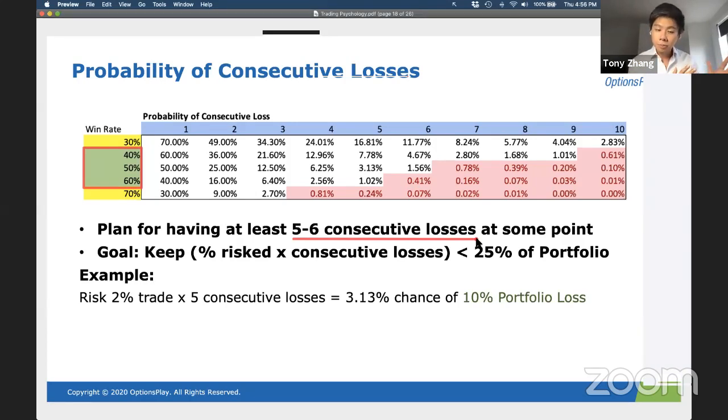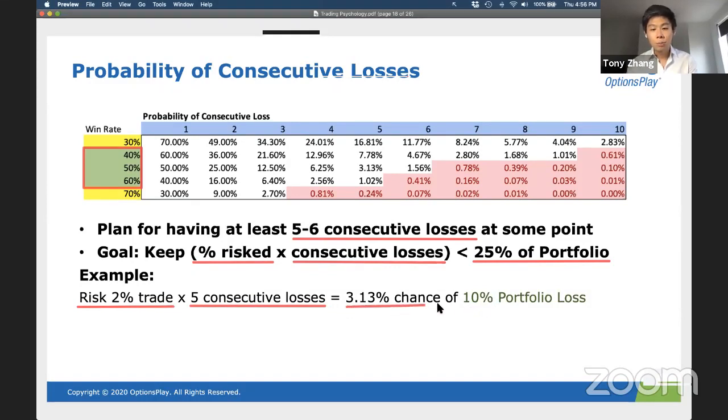So the goal here, again, is to keep the percentage that you risk multiplied by the number of consecutive losses less than 25% of your portfolio. If you risk 2% of your account per trade and you have 5 consecutive losses in a row, what that means is that you have about a 3.13% chance, which is this number right here.